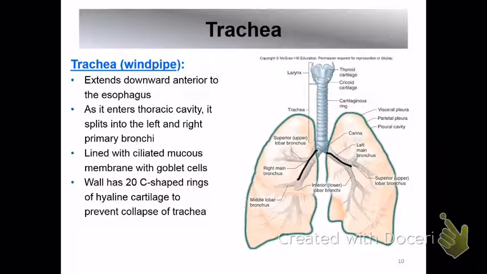Lined with ciliated mucous membrane. So it's got cilia in it. So cilia is the little hair-like structures and snotty substance. It's got these 20, see those little cartilage rings? It's got those cartilage rings. And those cartilage rings, they hold it open. And so your trachea never closes. Your esophagus, it does close. Remember the peristalsis movement? If you've watched the digestive lecture already. The peristalsis movement in the esophagus opens and closes, but the trachea doesn't close.